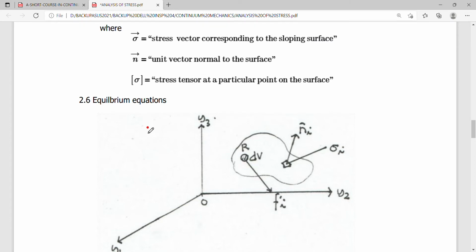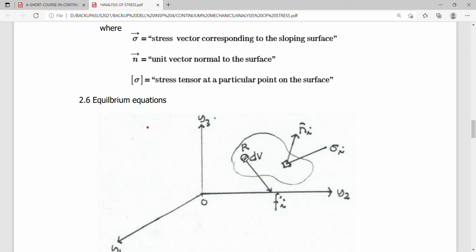Hello guys, Sir DV again here to continue our discussion on analysis of stresses. So today we will be formulating some equations on how to deal with equilibrium of a continuous body acted upon by a force, including the body forces and the traction forces.